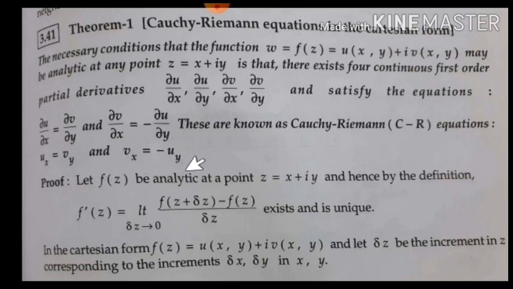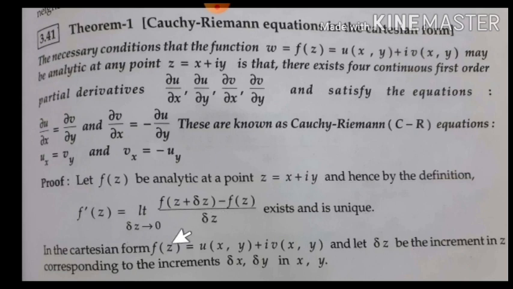If f of z is an analytic function at a point z, analytic function means what? A derivative exists. The function should be continuous and the derivative should exist. Since it is an analytic function, the derivative f dash of z exists and it should be unique. So what is the formula for the derivative f dash of z? Limit delta z tends to 0, f of z plus delta z minus f of z by delta z.